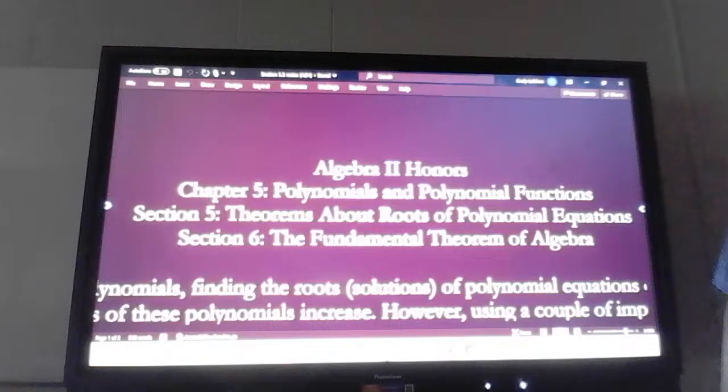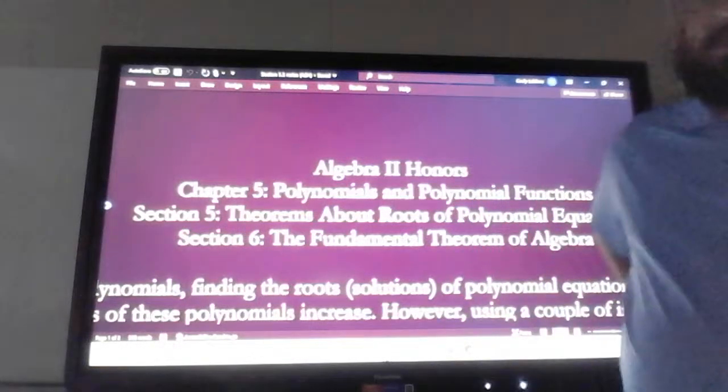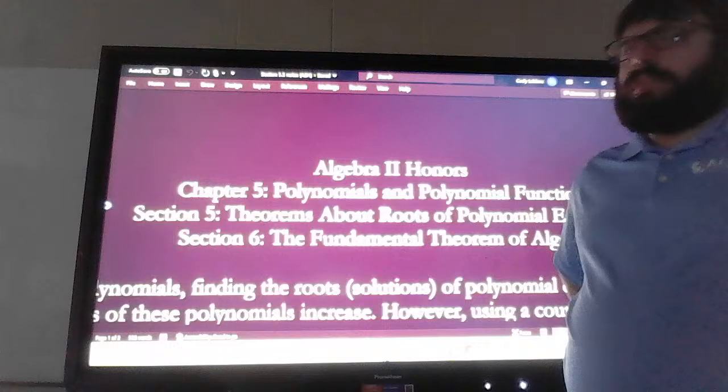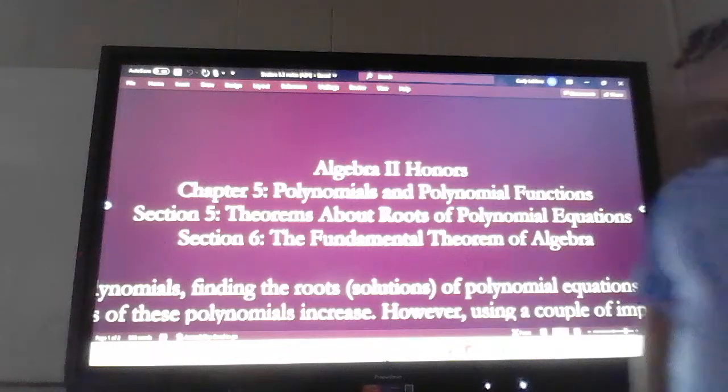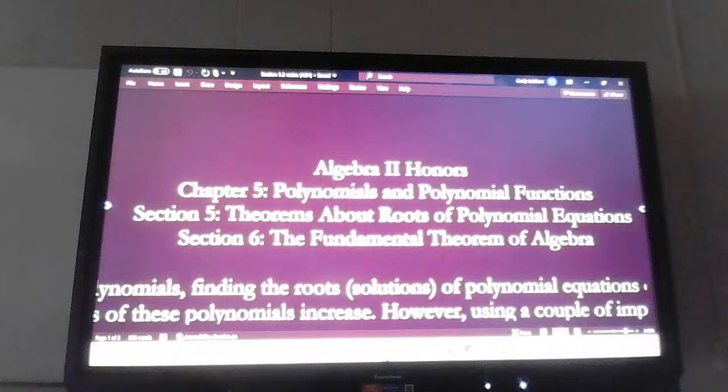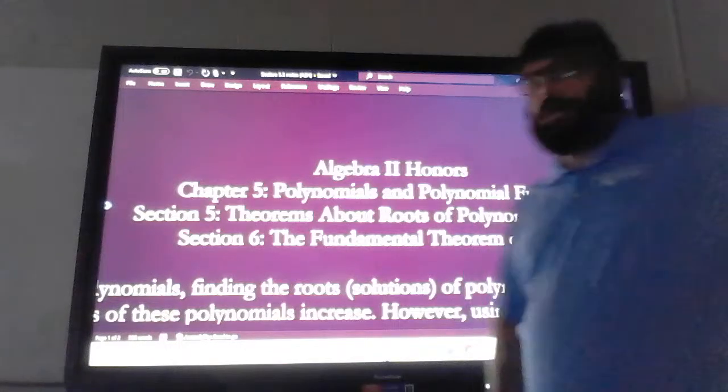So what I want to talk about today is just more things about roots of polynomial equations, otherwise known as zeros of polynomial functions. And there are a lot of important theorems that we need to be aware of. One of them, as you can see, that we're going to talk about today is the most important, which is the fundamental theorem of algebra.